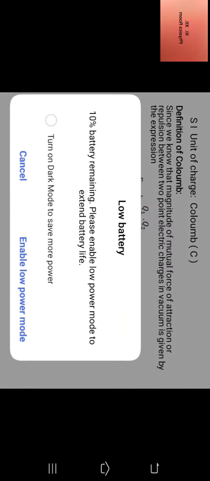Now, since we know that the magnitude of mutual force of attraction or repulsion between 2-point electric charges in vacuum is given by the expression F equal to K naught Q1 Q2 by R square, when Q1 is equal to 1 Coulomb, Q2 is equal to 1 Coulomb, and R is equal to 1 meter, then F is equal to 9 into 10 raised to power 9 Newton.